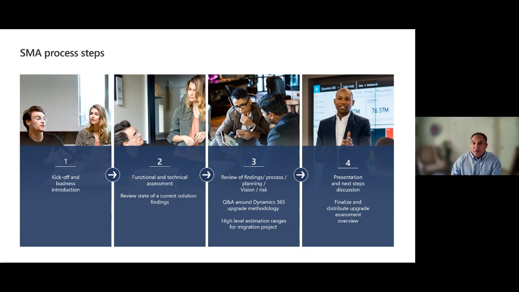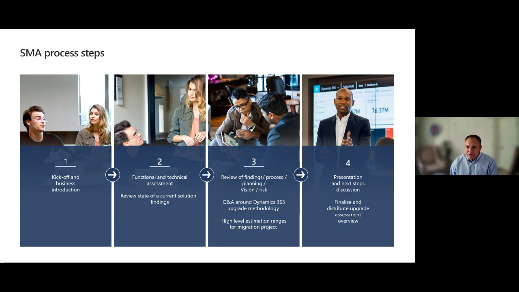Review the state of the current solution findings. How many code customizations are there? What new functionality may be inherent in Dynamics 365 that can remove those? Then, through a deep analysis of that, we will review the findings, processes, go into planning, vision, and identify risks as you make the move off of the on-prem solution to Dynamics 365.